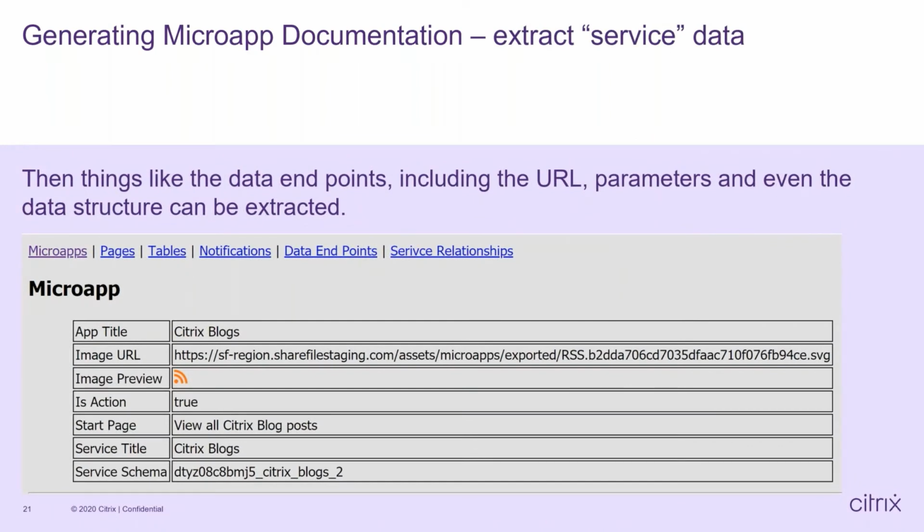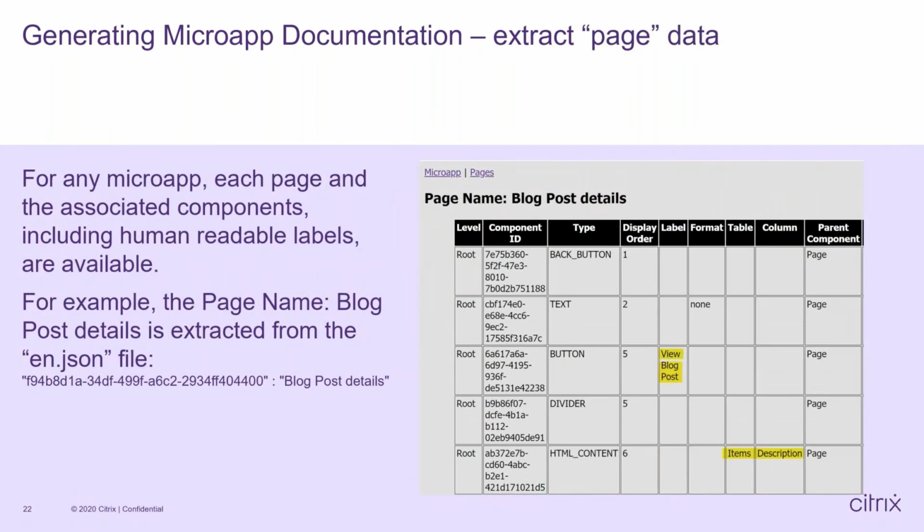Using this script, you can extract data endpoints, including the URL and parameters, as well as the data structure, and present those in an easy-to-read format. For each page, the components are printed in the order they appear on the page, and the appropriate labels and titles are extracted from the language file. A possible enhancement may include a wireframe of the page to give a better visual of the output.